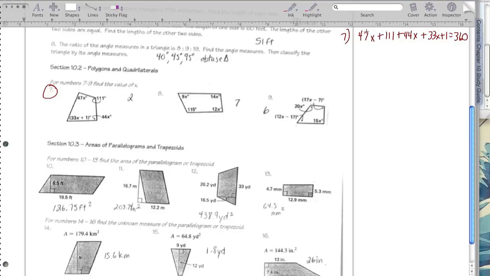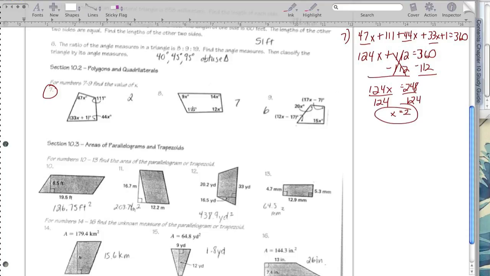So going back, we added up our like terms, this and this, and we got 124x. Then I added up 111 and 1, and I got 112. Now I'm going to subtract 112 from 360. My 124x comes down. That cancels out. 360 minus 112 is 248. Now I'm going to divide both sides by 124, and I get a nice answer of 2. X is equal to 2, which is what we have here.